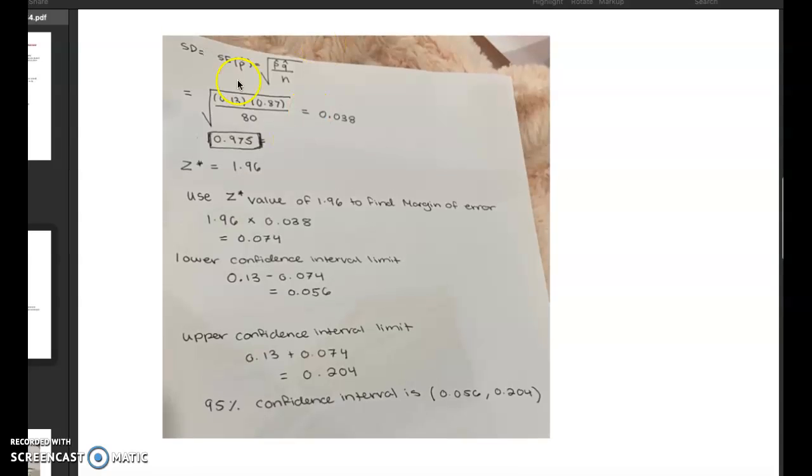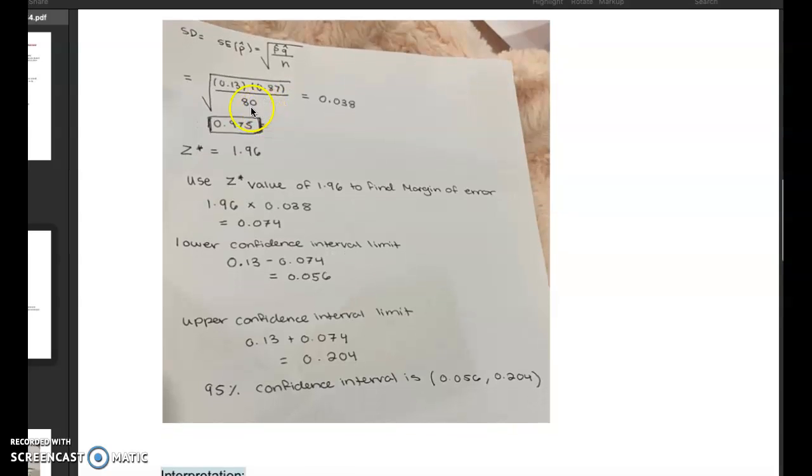So the process or mechanics that went into finding my confidence interval. First things first, I wanted to make sure I found my standard deviation. So here's the formula right over here: the square root of p-hat times q-hat over n. And so this is what it looked like, 0.13 times 0.87 over 80 equals 0.038, which is basically my standard deviation.